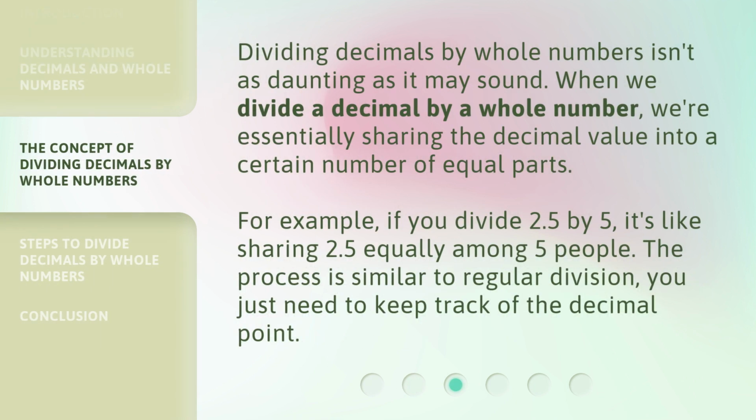Dividing decimals by whole numbers isn't as daunting as it may sound. When we divide a decimal by a whole number, we're essentially sharing the decimal value into a certain number of equal parts. For example, if you divide 2.5 by 5, it's like sharing 2.5 equally among 5 people. The process is similar to regular division, you just need to keep track of the decimal point.